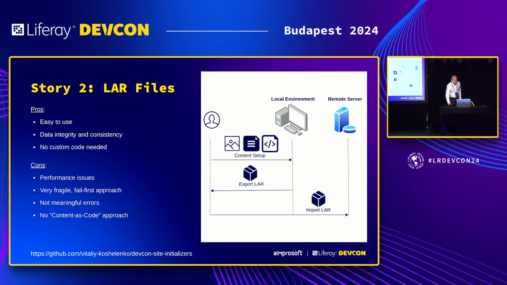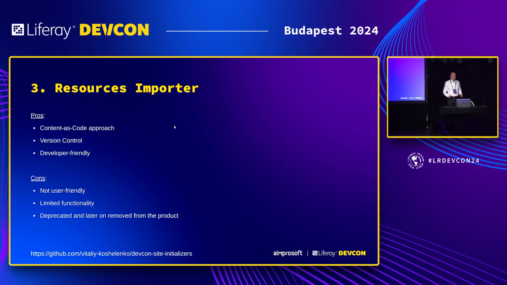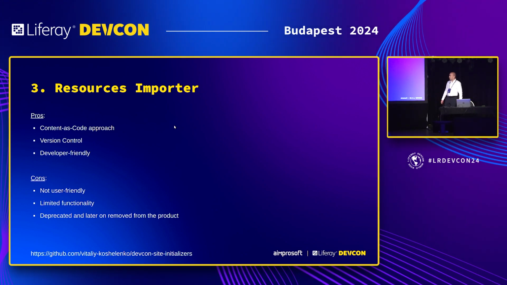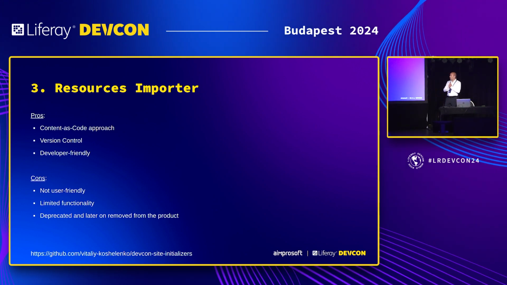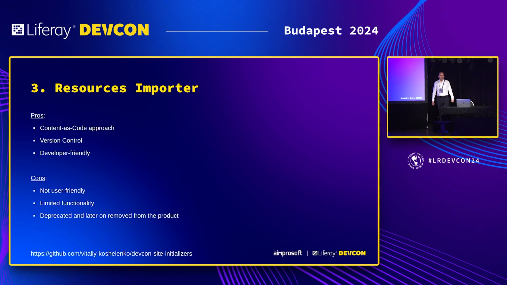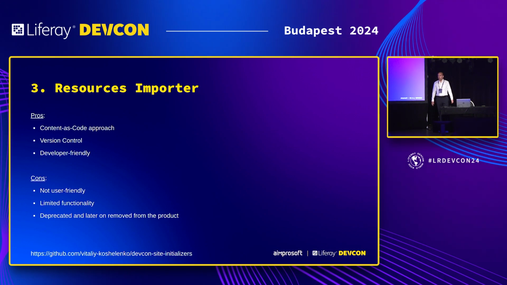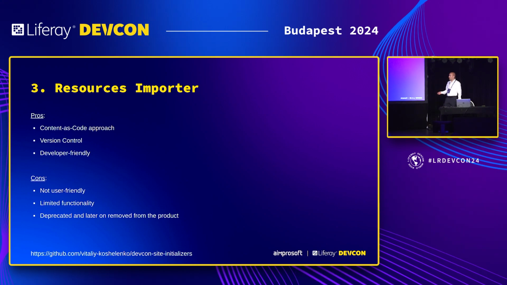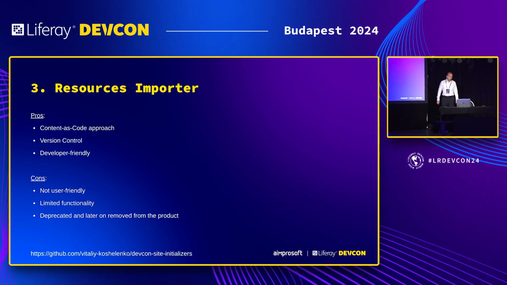And finally, I found this tool, and it was Resource Importer. It was a nice tool for Liferay 6, where we could define our content in special content descriptors and deploy our code together with Liferay themes. It was a nice tool for Liferay 6, but in Liferay 7 it became deprecated and later on completely removed from the product. So the only reason why I highlight it separately is that it had a very similar concept to current implementation of site initializers.